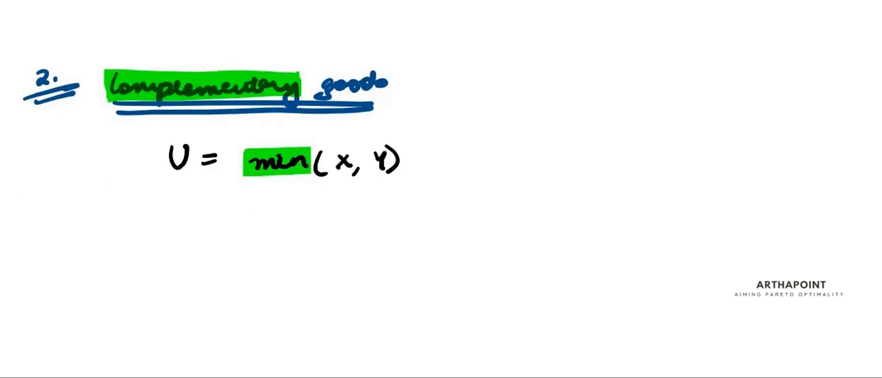The goods that are used together. For example, left shoe, right shoe. For example, tea, sugar. For example, tea, milk. These are all complementary goods. They're supposed to be used together, pen and ink.